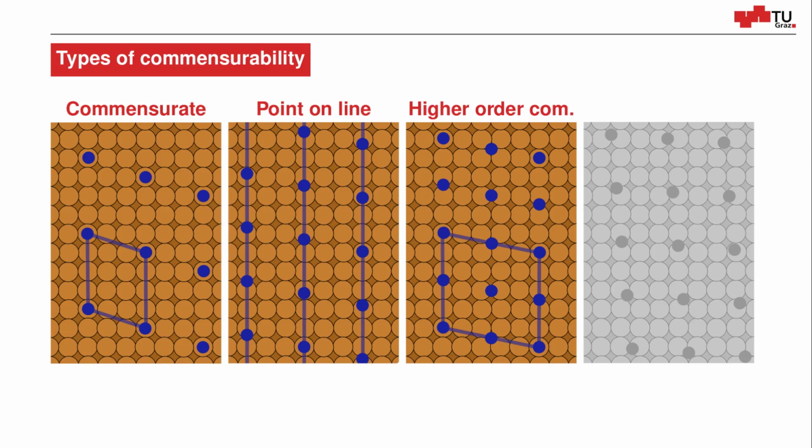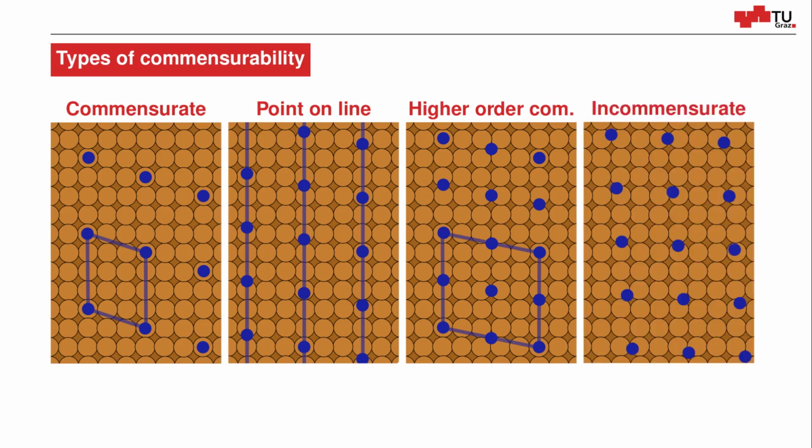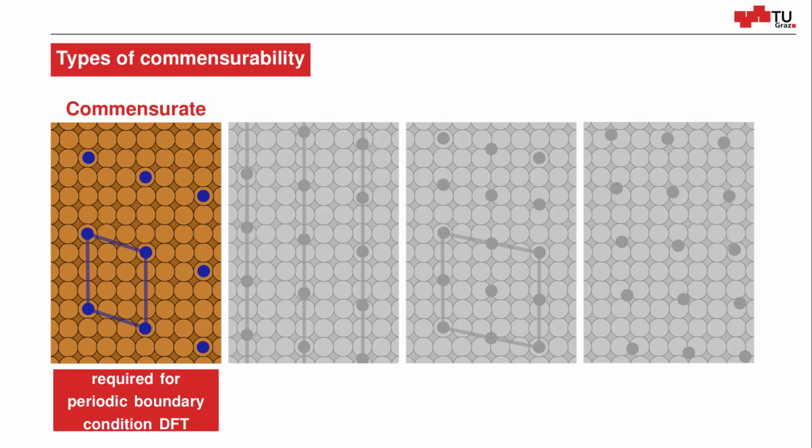A higher order commensurate structure is similar to a commensurate structure, with the difference that the unit cell of molecules that fits onto the substrate contains a larger number of molecules. And finally, we get an incommensurate structure where we can never find common boundary conditions that satisfy both the adsorbate layer and the substrate. Now, to determine the adsorption energy and other properties of all our interface structures, we use periodic boundary condition based density functional theory. And this requires commensurate structures.